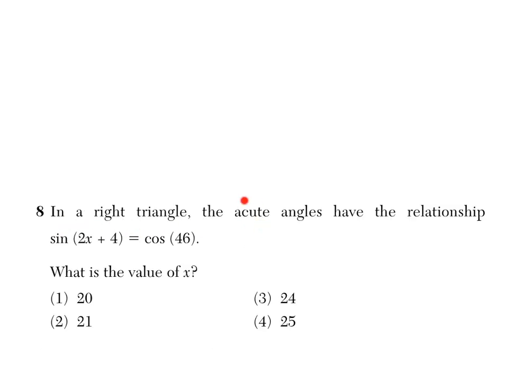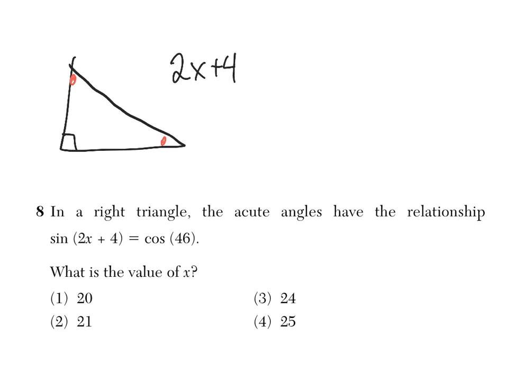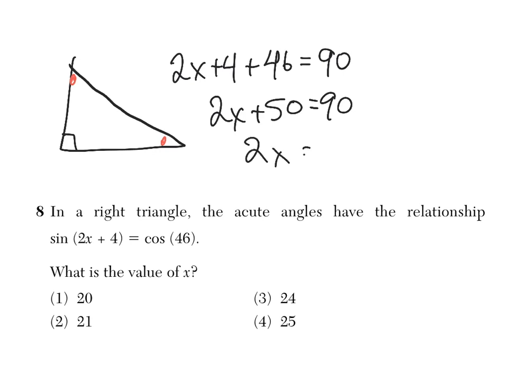Question number 8. In a right triangle, the acute angles have the relationship sine of 2x plus 4 equals cosine of 46. What is the value of x? Well, what do I remember? In a right triangle, the acute angles are complementary, meaning that these two angles add up to 90 degrees. So what we can do is simply set this as 2x plus 4 plus 46 equals 90 degrees. That makes sense, and I know that 2x plus 50 equals 90, and when we subtract 50 from both sides, 2x gives us 40, and then x equals 20 degrees.